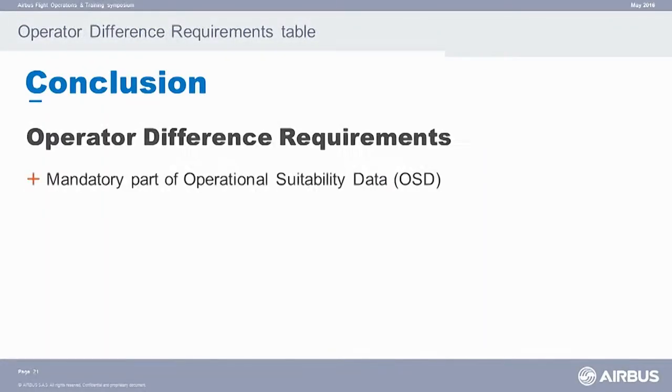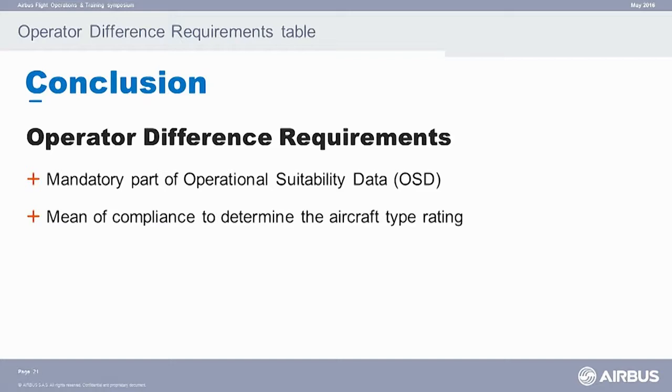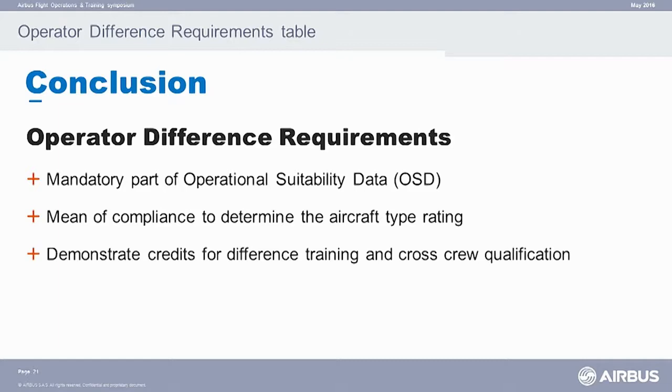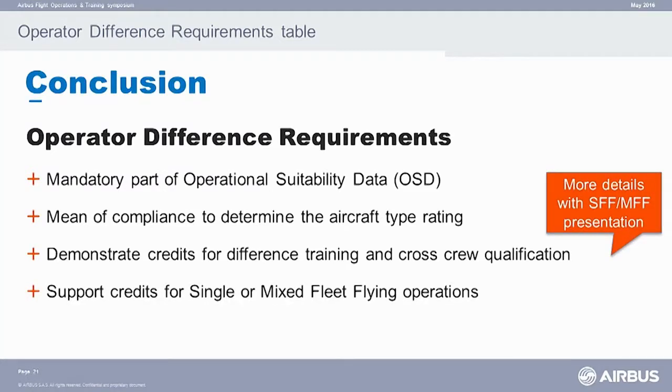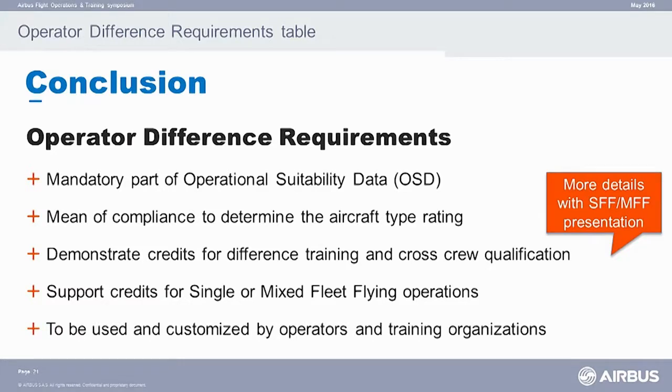Conclusion. ODR are mandatory parts of the operational suitability data for the EASA. They are a mean of compliance to determine the aircraft type rating. They are used to demonstrate credits for difference training and cross-crew qualification. They are also there to support credits for single and mixed fleet flying operation, and I will come back on that in the next presentation. And they are for you, and you have to customize those ODR tables for your operation and your training.